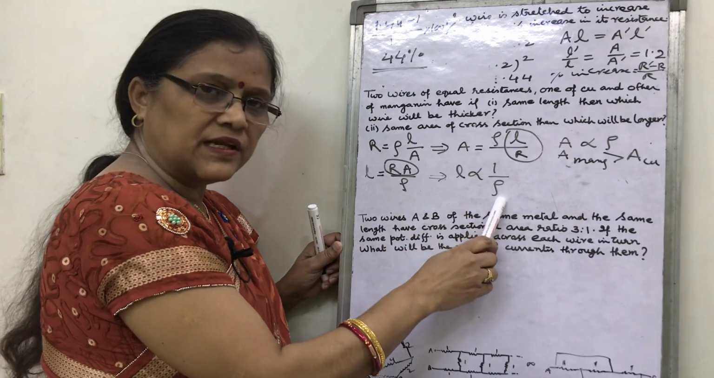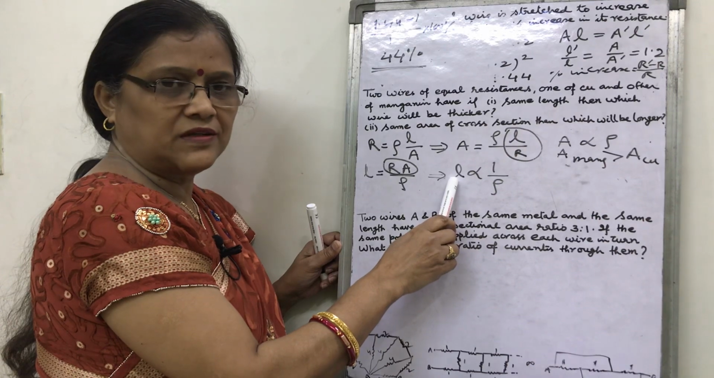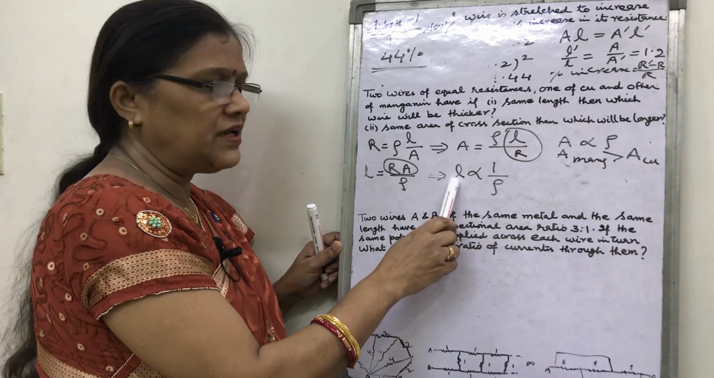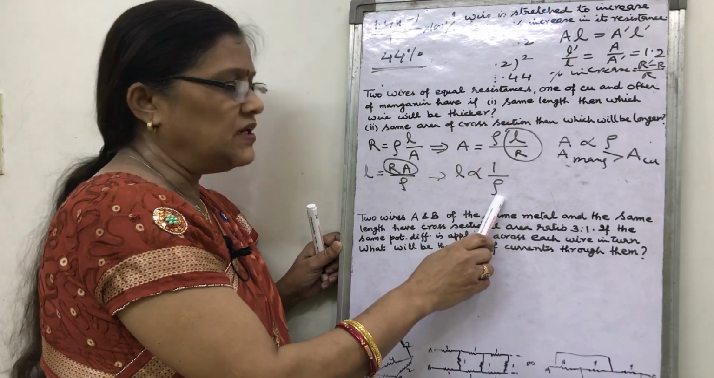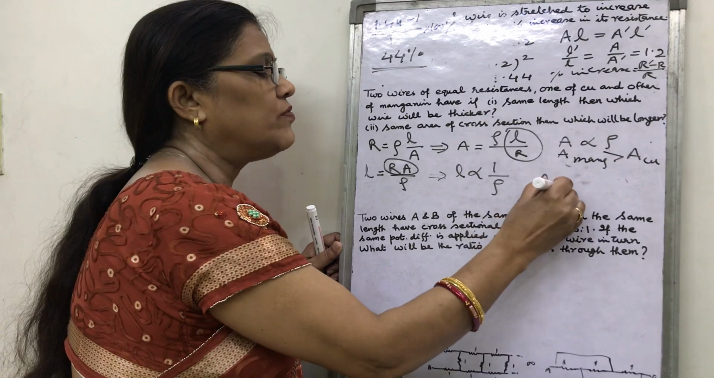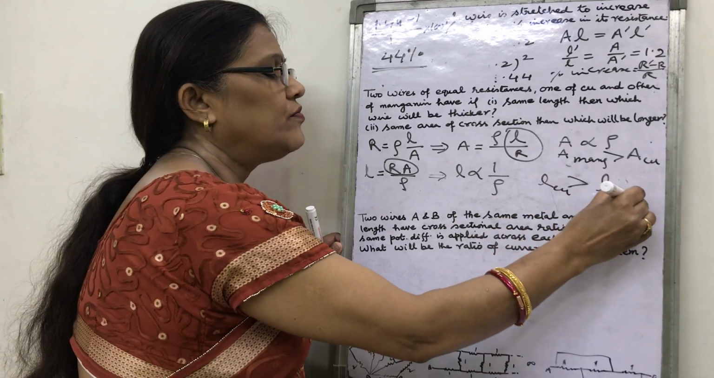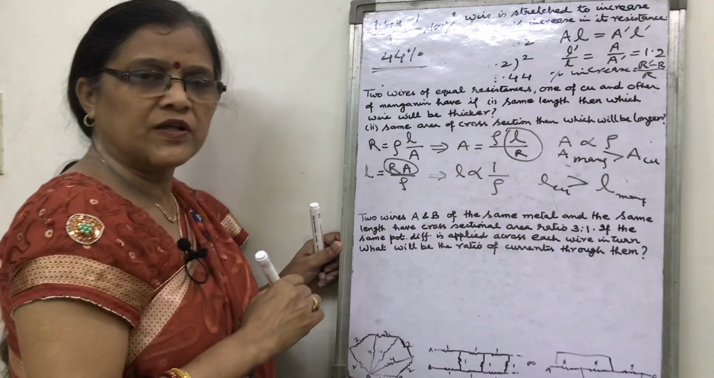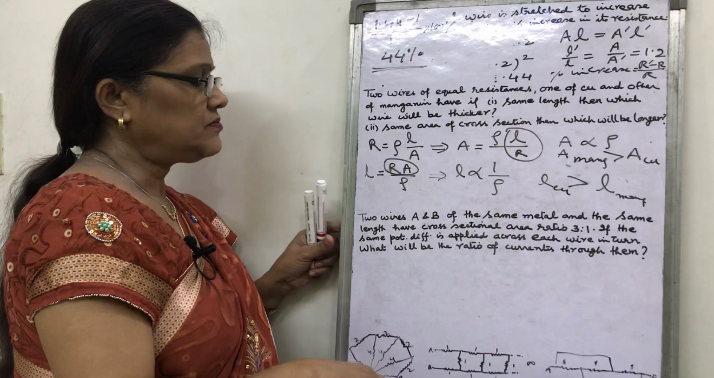Resistivity of copper is less, hence by the inverse ratio with this relation, since resistivity of copper is less, the copper wire will be longer. So the length of copper wire will be greater than the length of manganese wire. So in this way you have solved these questions.